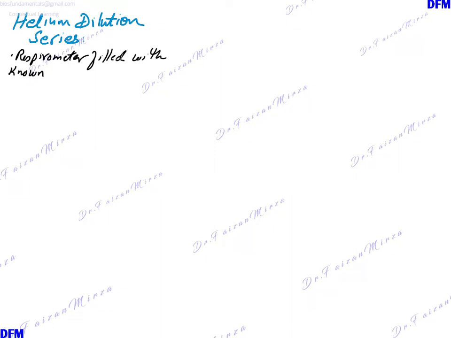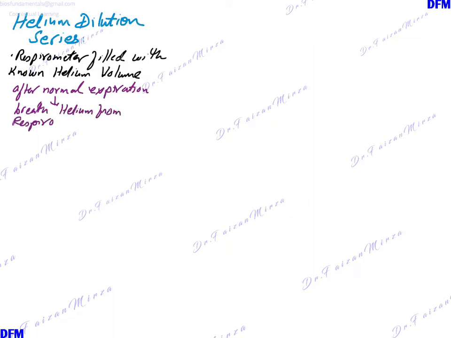The second technique here is the helium dilution method. In helium dilution, the respirometer or spirometer is filled with a known helium volume. How is this procedure carried out? After normal expiration, the subject breathes helium from the spirometer. The helium will go into the lungs of that subject and will mix with the air which was already present in the lungs. It would displace that air.